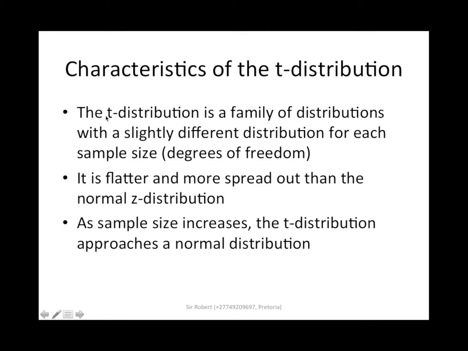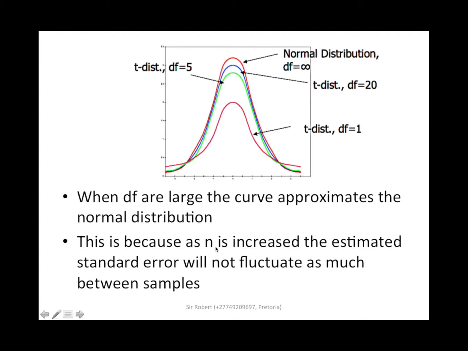Characteristics of t-distribution. The t-distribution is a family of distributions with a slightly different distribution for each sample size. The slight difference is because of the degrees of freedom. It is flatter and more spread out than the normal distribution. As sample size increases, the t-distribution approaches a normal distribution. We'll see it in the next slide.